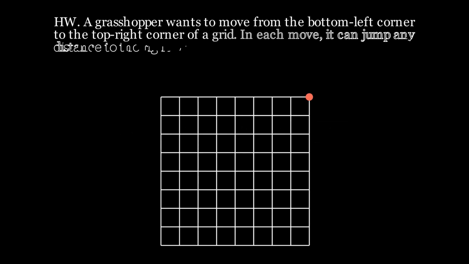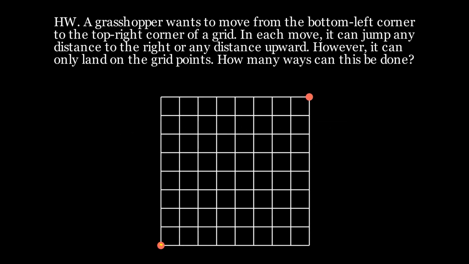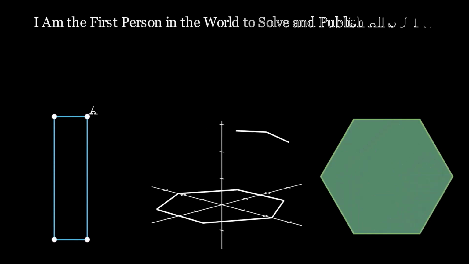Here's a challenge for you. A grasshopper wants to move from the bottom left corner to the top right corner of a grid. In each move, it can jump any distance to the right or any distance upward, landing only on grid points. Can you calculate how many ways this can be done? Think about it. I hope you enjoyed the video.